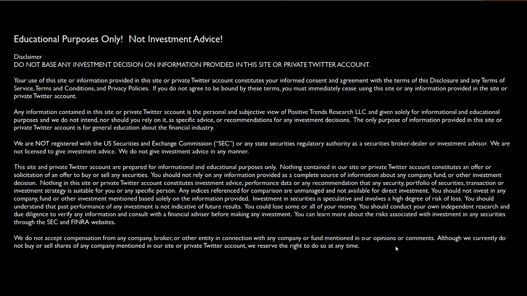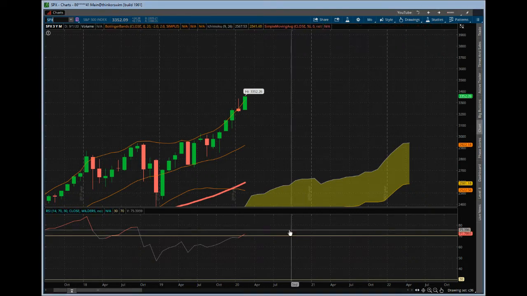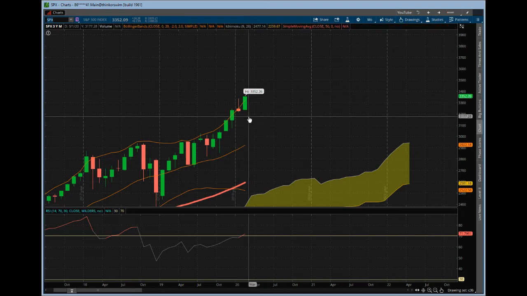Before we get started, let's take a look and see where we left off in the market today. Then we'll take a little peek at the futures too, just to see what's going on there as well. So right now, this is the monthly chart of the SPX, the S&P 500 cash index.